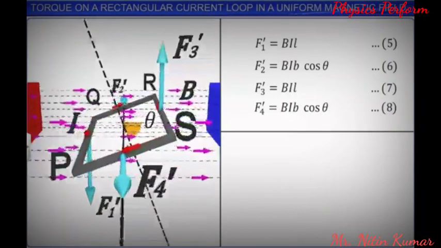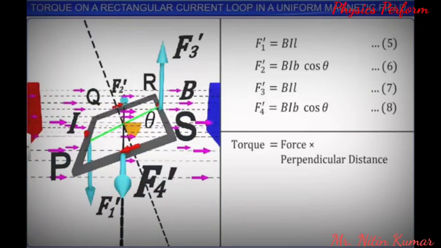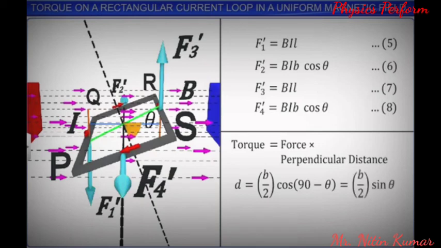The magnitude of torque due to F1 dash is equal to the product of force and perpendicular distance between F1 dash and the axis of rotation of the loop. Let D be the perpendicular distance between the force F1 dash and the axis of rotation of the loop. As the angle between the area vector and the magnetic field is theta, from the geometry of the figure, the perpendicular distance D is equal to b by 2 into cos 90 minus theta, which is equal to b by 2 into sine theta.